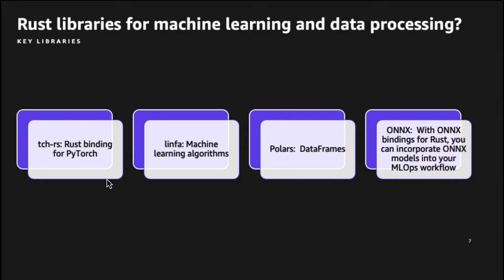Finally, what about Rust libraries for machine learning, data processing? There's actually amazing bindings for PyTorch with Rust. There's also Linfa, which is a machine learning algorithms library, just like, let's say, scikit-learn. There's Polars, which, even in Python, has been taking the world by storm, very fast performance. And then ONNX, which is from Microsoft. It's a package that allows you to have a really uniform model format for PyTorch, TensorFlow, MXNet, those kinds of deep learning frameworks can all fit into an MLOps workflow. So really there's this ideal scenario here for machine learning with Rust.